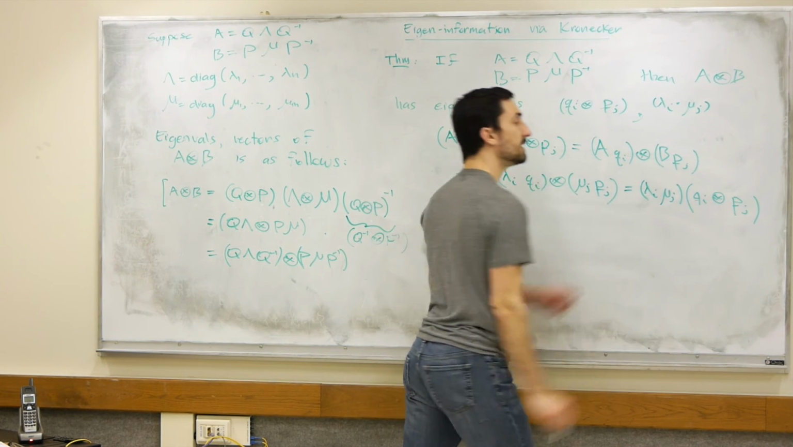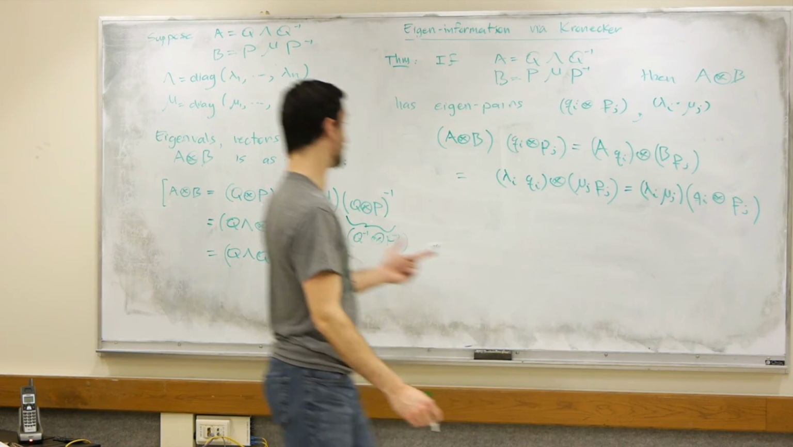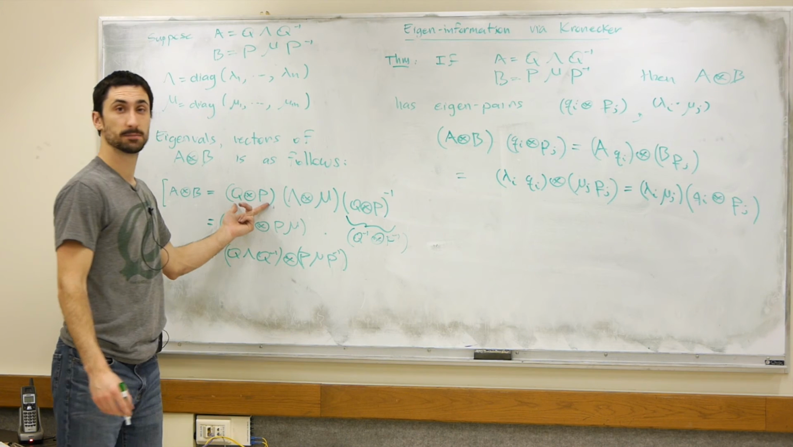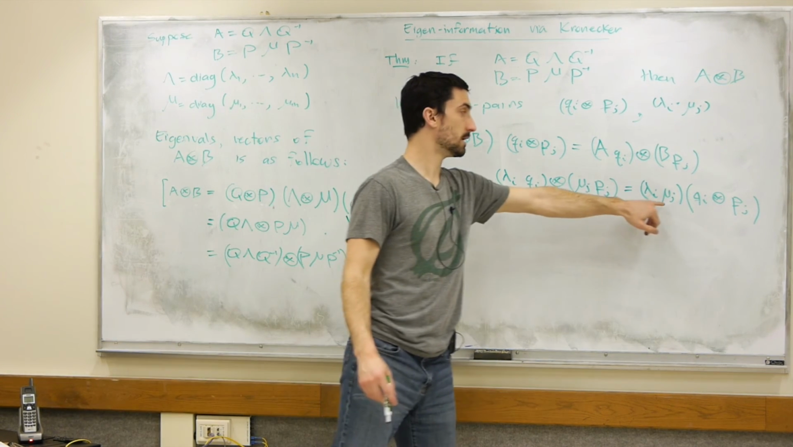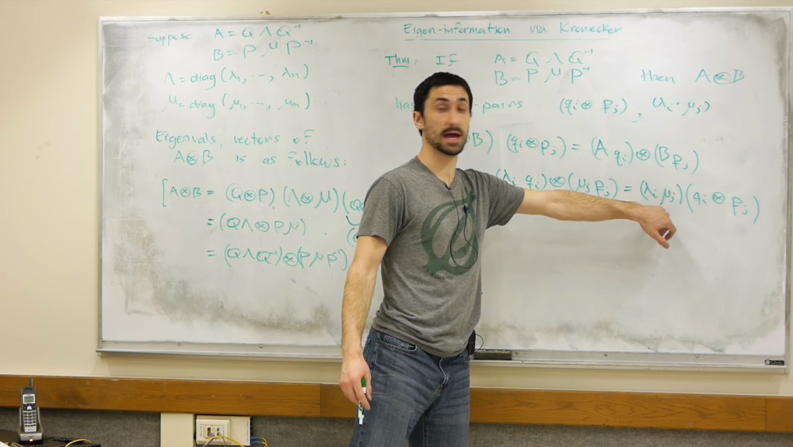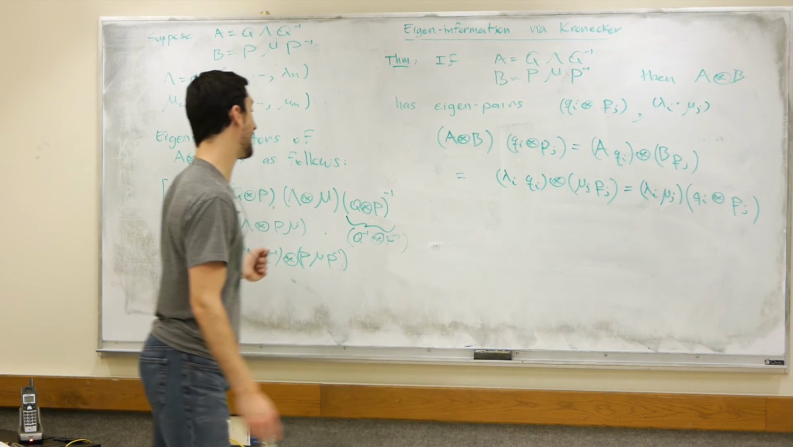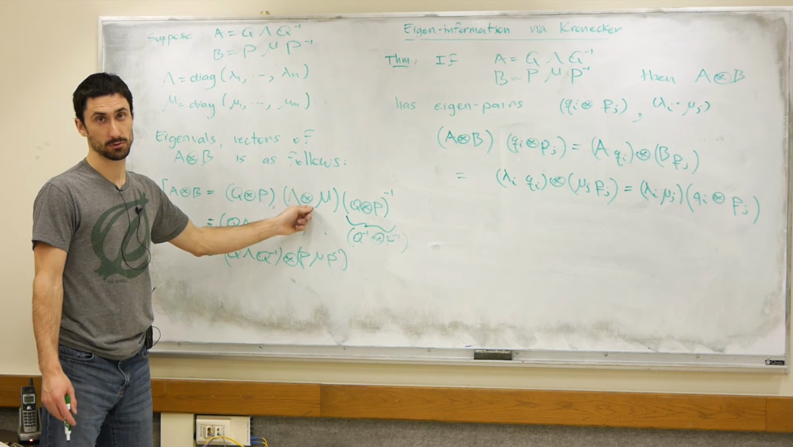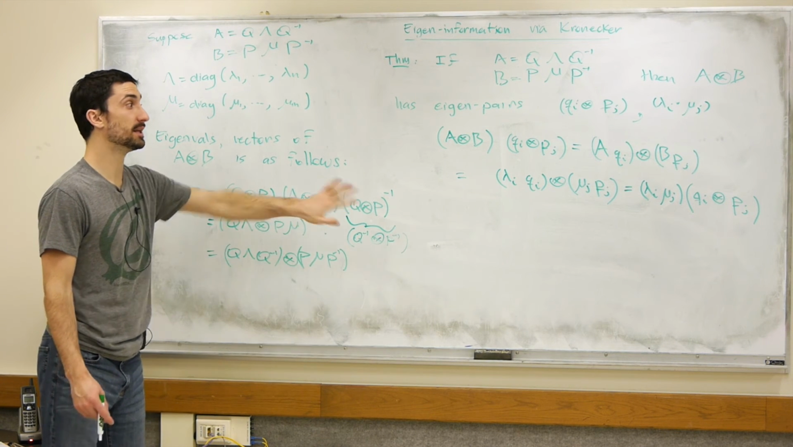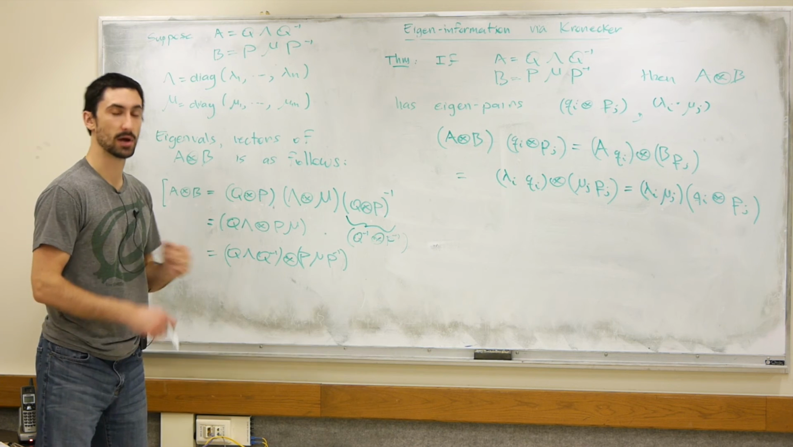Qi Kronecker Pj is exactly one of the columns of this matrix, and lambda i mu j is exactly one of the diagonal entries on the diagonal matrix lambda Kronecker mu. So this completely determines the eigen-information for A Kronecker B.